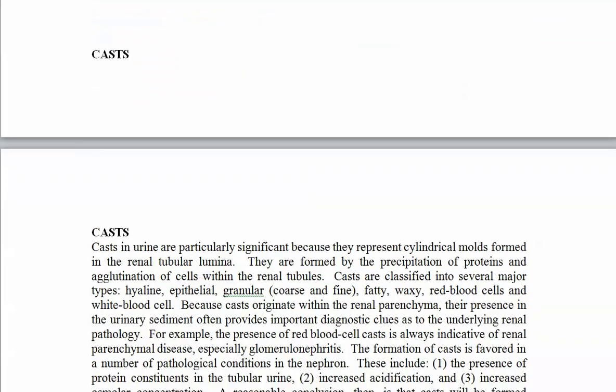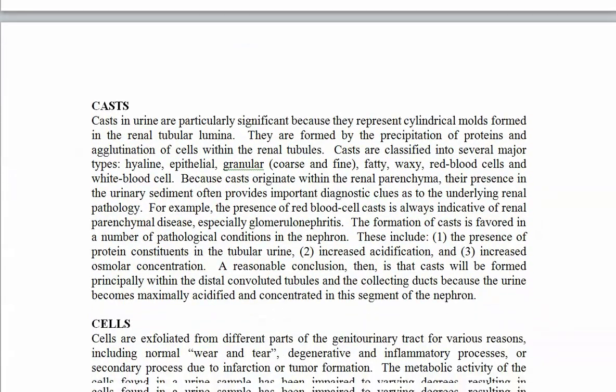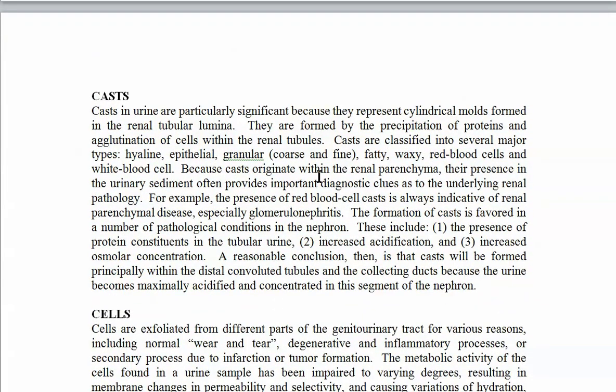Casts are basically little molds that are formed within the nephron tubule, and they can consist of blood cells, proteins, stuff that sort of aggregate and then make these little forms that follow the shape of the kidney nephron. So basically, they're just little blobs of things that have stuck to the tubule wall and eventually get flushed out. And they can also be indicative of different kinds of pathologies. So you can look and see sort of what's going on in the kidney nephron by looking at the casts.